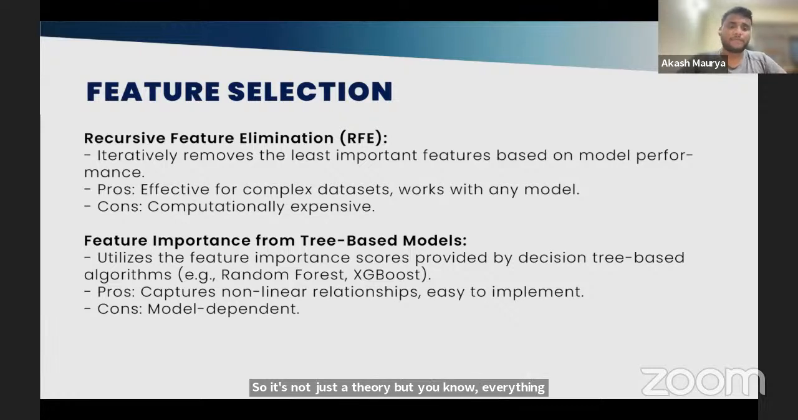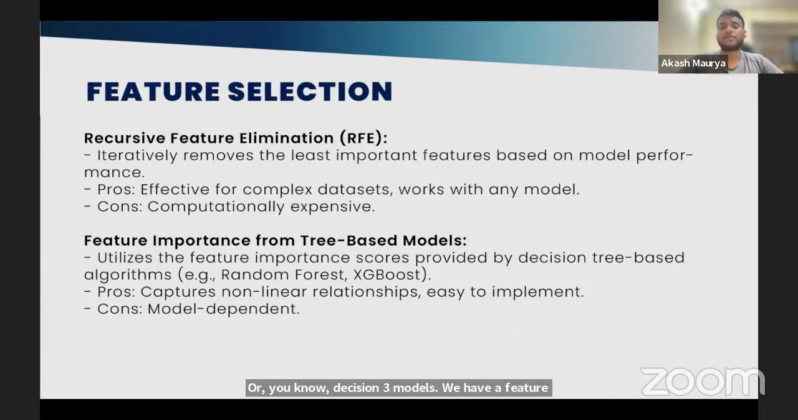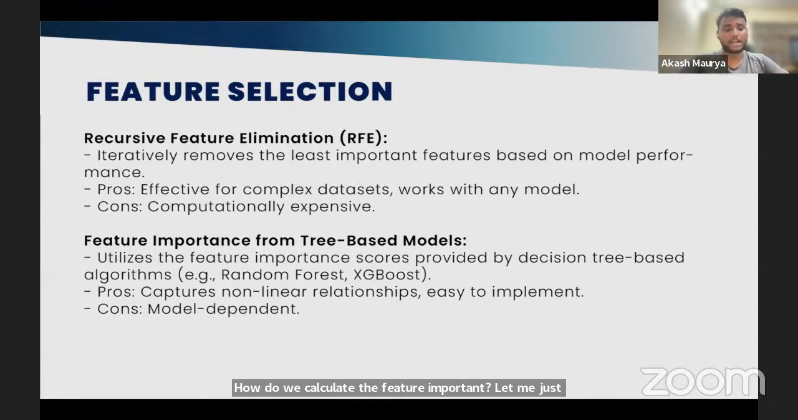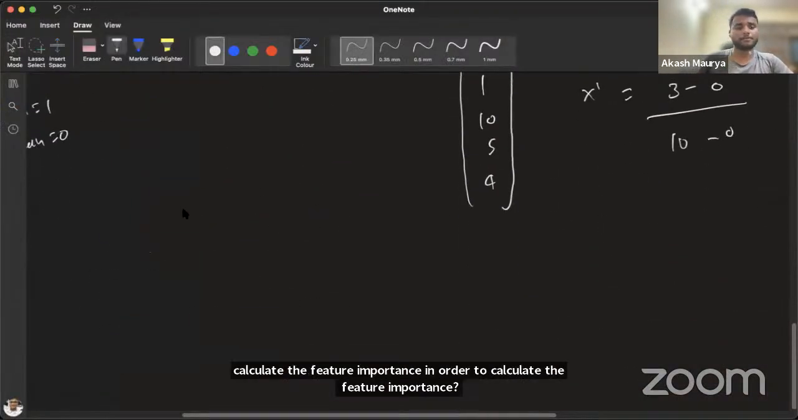Again, feature importance for the tree-based models. For random forest or decision tree models, we have a feature importance that we compute with the help of entropy. How do we calculate the feature importance? Let me make you understand that. How exactly do we calculate it? In order to calculate the feature importance, we use something called entropy.